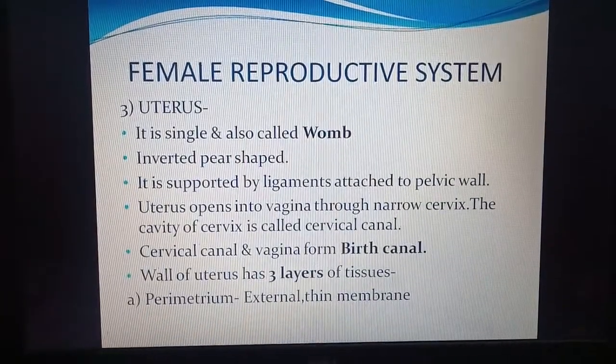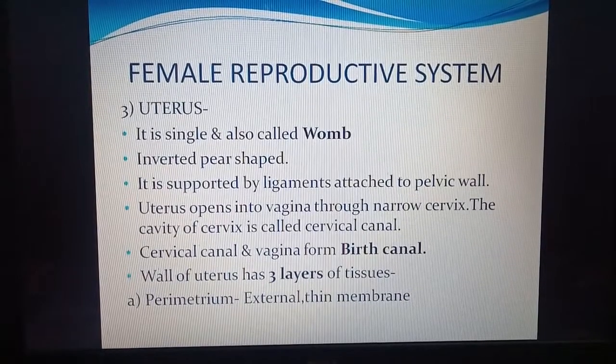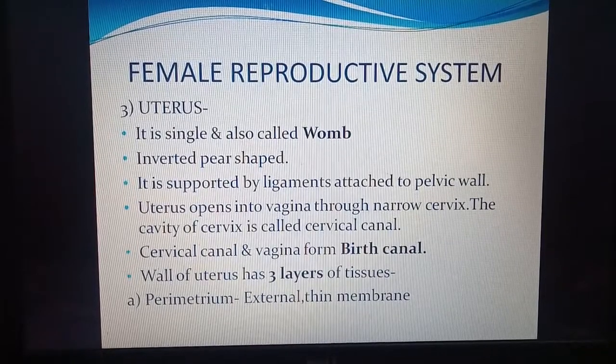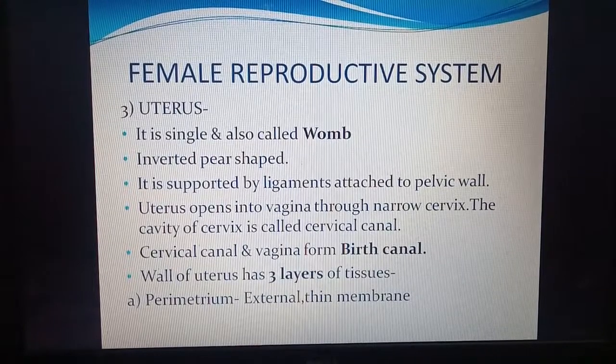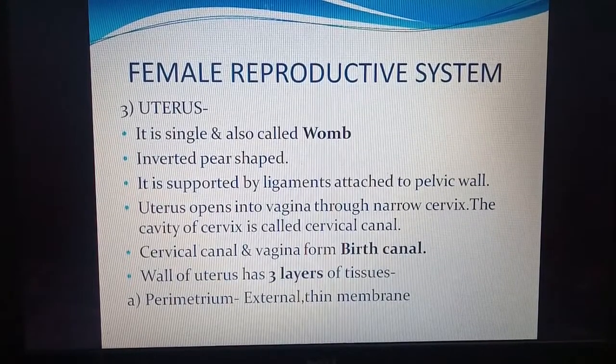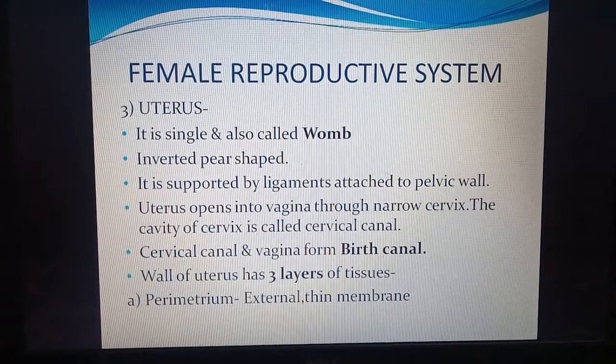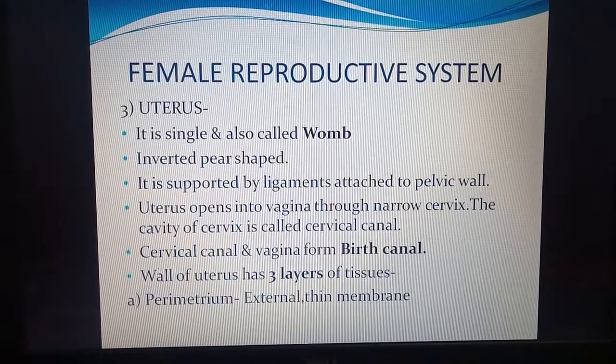Then we can see the uterus. The uterus is single and also called a womb. It is pear shaped. Pear means broad at the upper part and narrow at the lower part. It is also supported by ligaments and attached to the wall of the pelvis. The uterus opens into the vagina, as we just saw, through a narrow cervix. So first uterus, then cervix, then vagina.